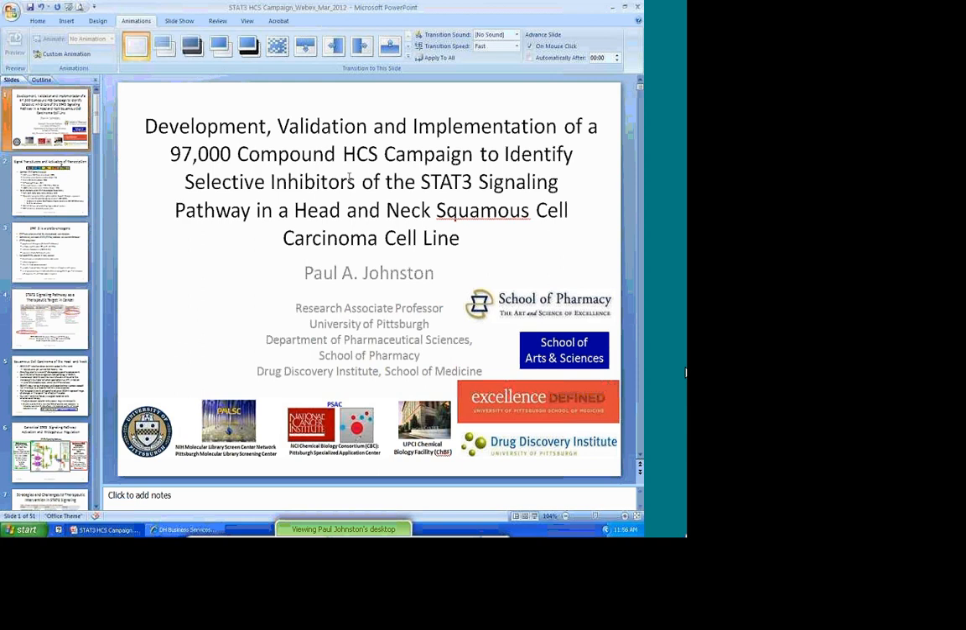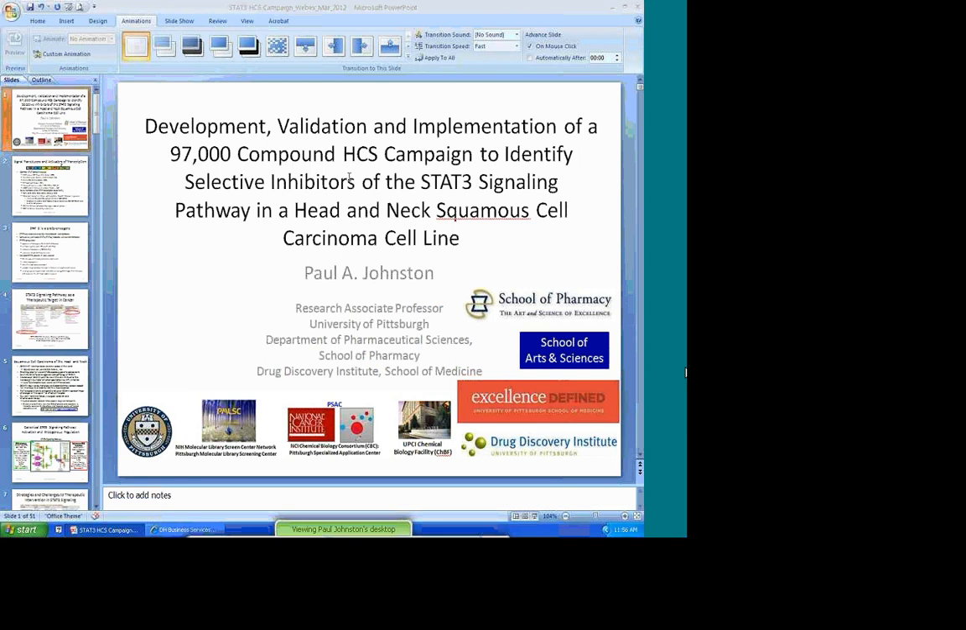Why did you choose an HCS rather than some other technology like gene reporter or reporter assay to run this screen? Well, it was a novel approach, and it gave us the ability to run the STAT3 or the STAT1 high-content screen as a counter screen.